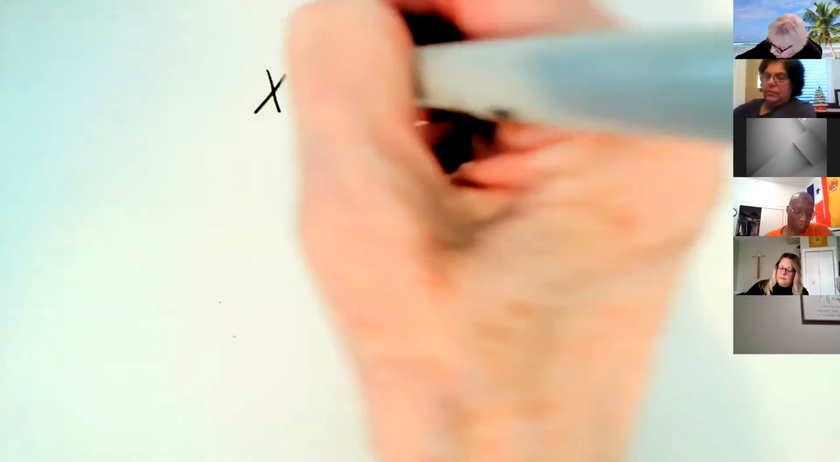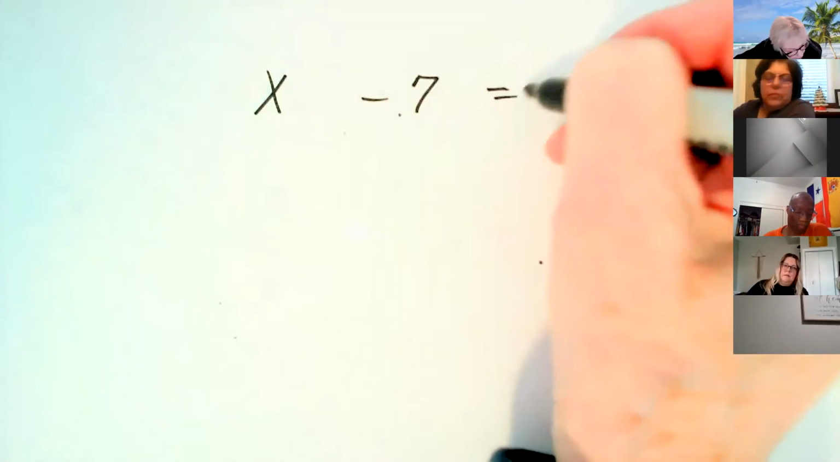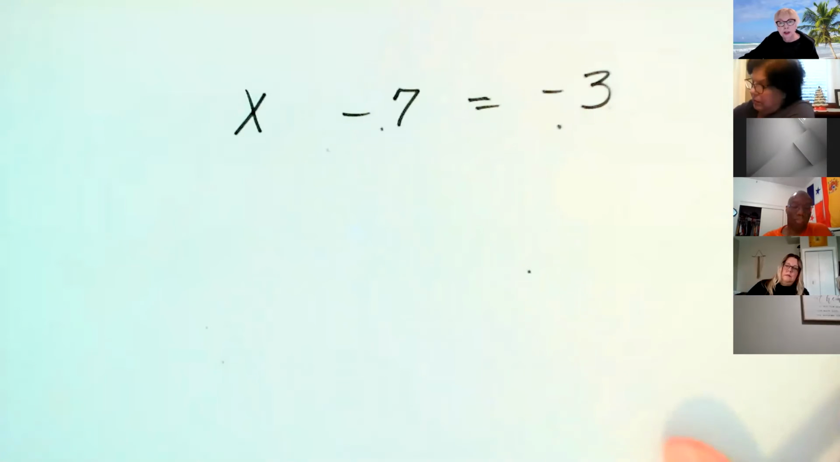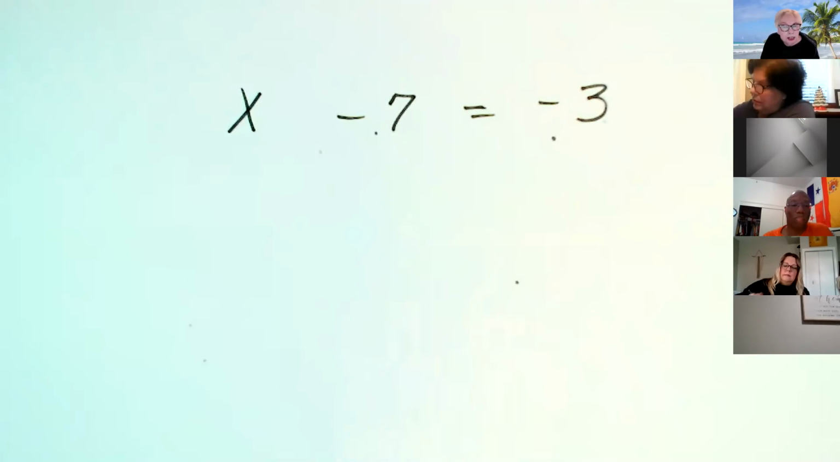Then in chapter 11, we started solving equations. This is a one-step equation. I'm going to work my way through these. What do I do next?